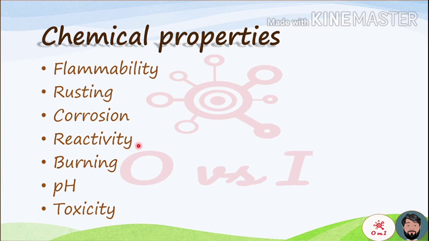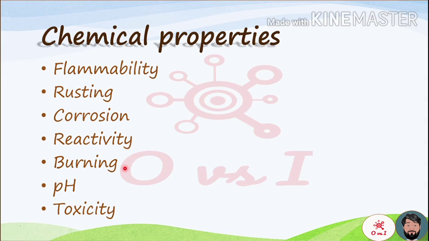And the fourth one is reactivity. For example, you put a sugar cube in the water, it will not react as fast as sodium metal can react in the water. So it is the property that matches with its chemistry. Its change in its composition.